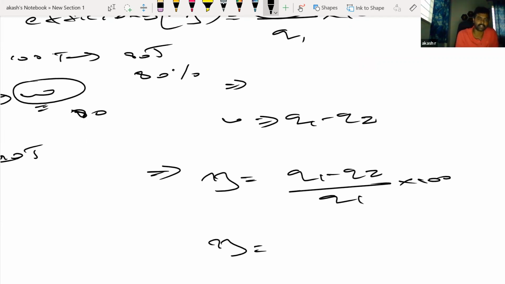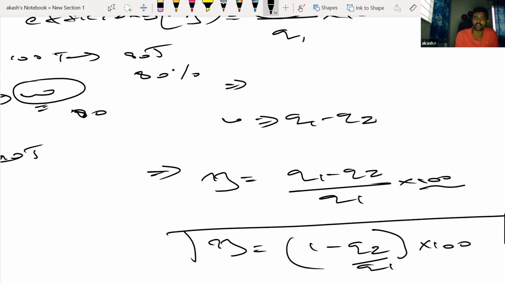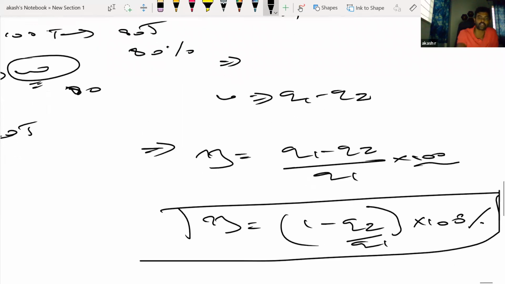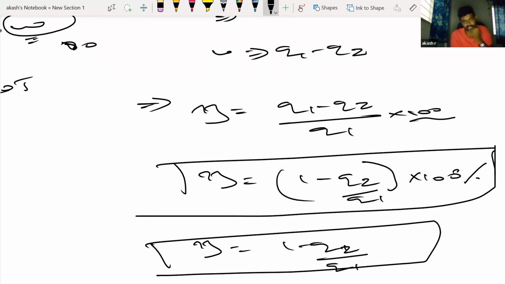So now what can we write? This is equal to 1 minus Q2 divided by Q1. If they ask in terms of percentage, you multiply by 100. If they ask in terms of fraction only, then you don't have to multiply by 100. Whenever you tell the answer, you can tell it in terms of percentage. So 1 minus Q2 by Q1 into 100 is in terms of percentage. If you don't want percentage, you can just write eta is equal to 1 minus Q2 divided by Q1. That is also fine, that is your efficiency, not in terms of percentage.